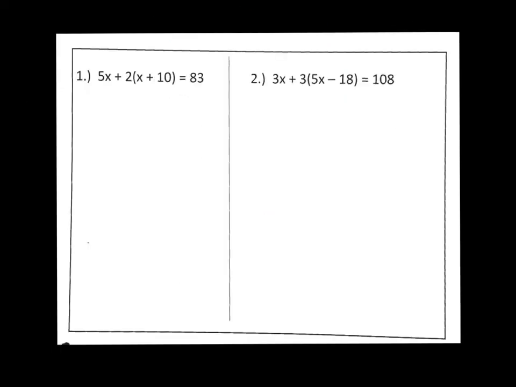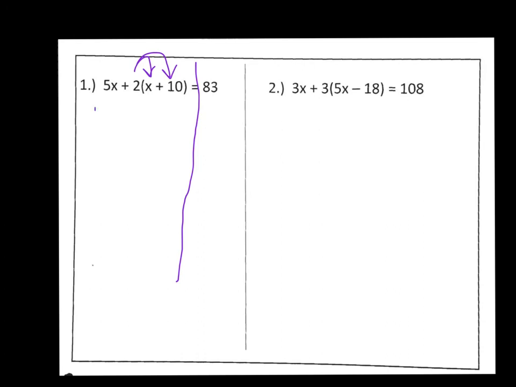Okay, so down at the bottom, we have a couple examples. I'm going to start by drawing my line. That's always a good first step when we're solving equations, just to see the separation between the right and the left side. And like I said, we have to simplify this. So we always distribute first. So I'm going to distribute the 2 to the x and the 2 to the 10. The 5x comes straight down, and I get 2x plus 20.